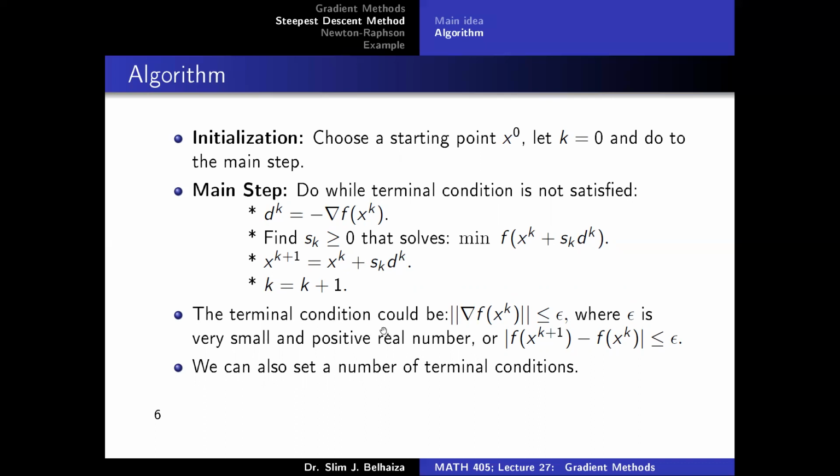The terminal condition we can set would be, for instance, to say that the magnitude of the gradient of f at the xk found should be less than some epsilon, where epsilon is very small and positive, or that the increment or the improvement in f of xk plus 1 compared to f of xk is very, very marginal. We can also set a number of terminal conditions.